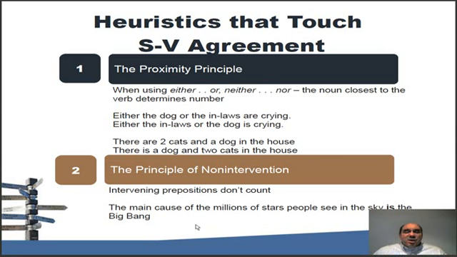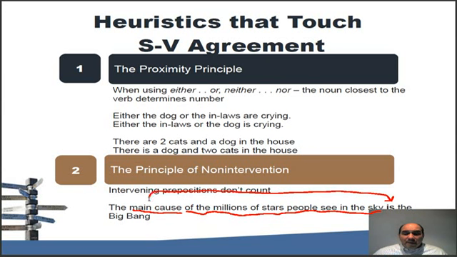Example here, the main cause. How many causes? 1. The main cause. Therefore, the verb is going to be singular. The fact that there are millions of stars people see in the sky, none of that has anything to do with the tense of the verb, the aspect of the verb. This goes all the way back to cause. So it's 1. Something your students are going to need to understand. So you want to be extra careful with regard to everything in between, the principle of non-intervention.